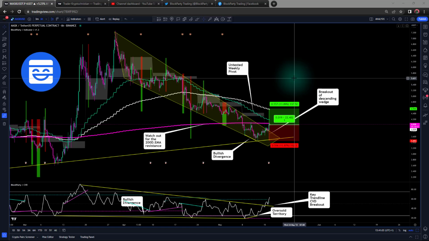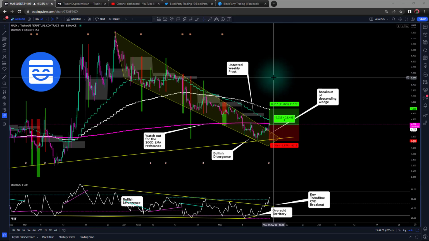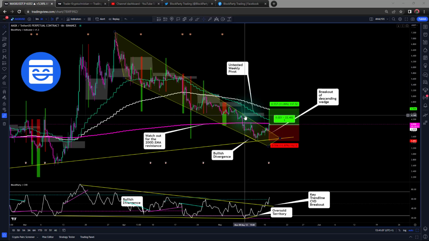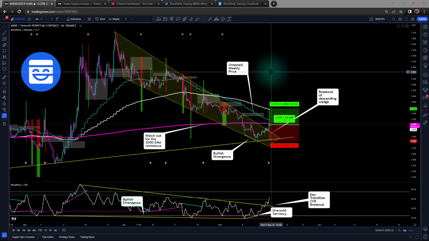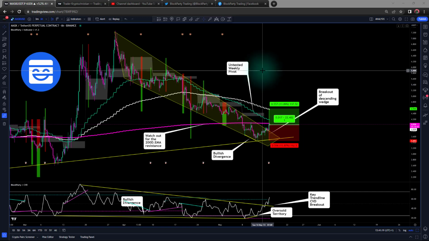The first one up is Block Party's favorite, the untested weekly pivot. As we can see here, starting at 4.322 going all the way up to 4.415. Weekly pivots have a fantastically high hit rate when they are untested, especially in the weekly time frame.